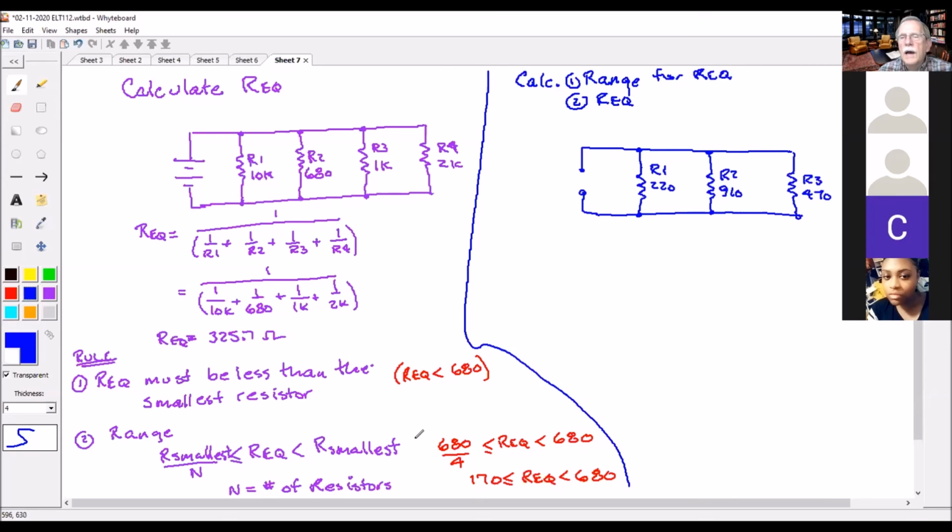So try that one. Calculate the range for REQ, and then calculate the REQ value and see if it falls into the range that you just calculated.